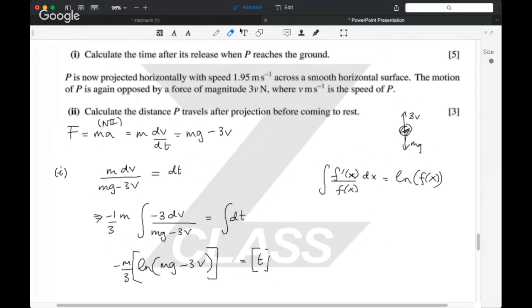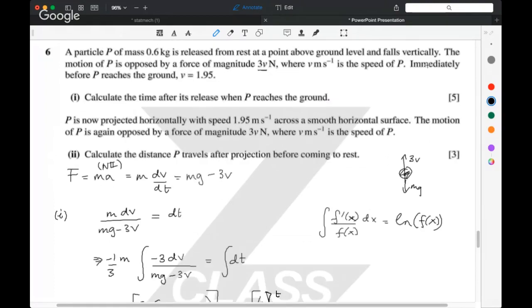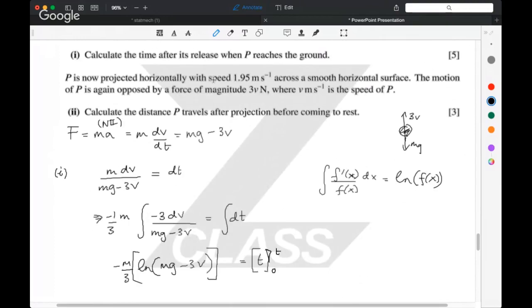Calculate the time after its release when p reaches the ground. So we're looking from time 0 to t, where 0 is the time when p is released. It's released, and then it accelerates to 1.95. So actually, the limits are the other way, 0 and 1.95. So this is when it's heading downwards, accelerating downwards from rest, just before it hits the ground.